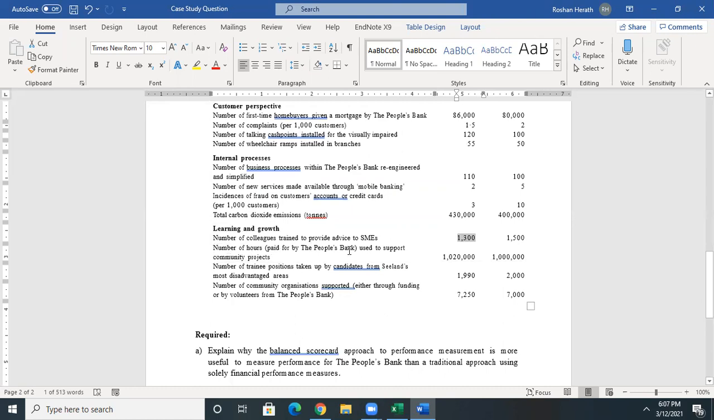Paid by the People's Bank. So number of hours paid. So therefore you are doing a philanthropical kind of a task.